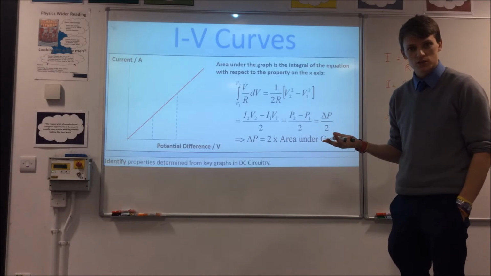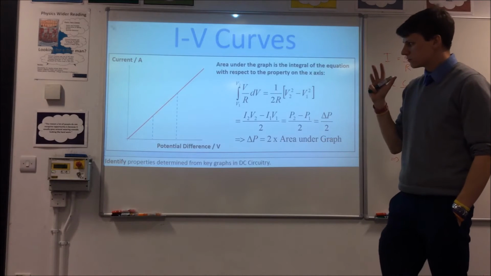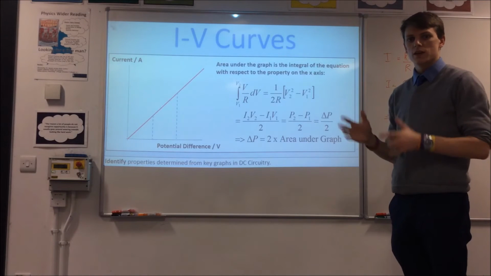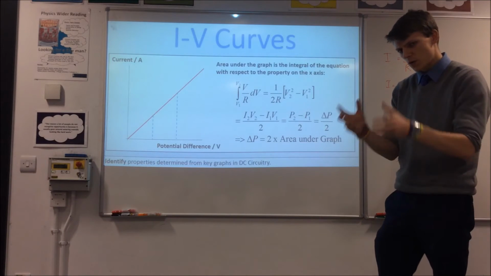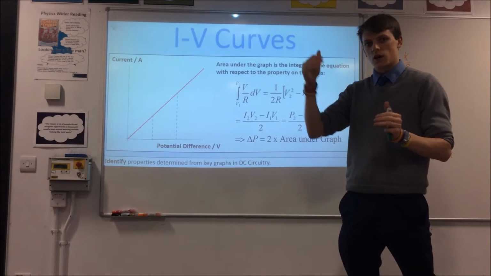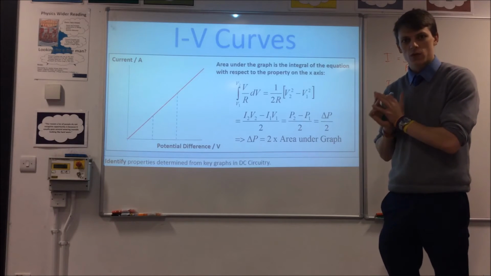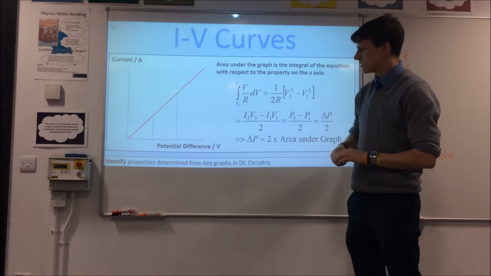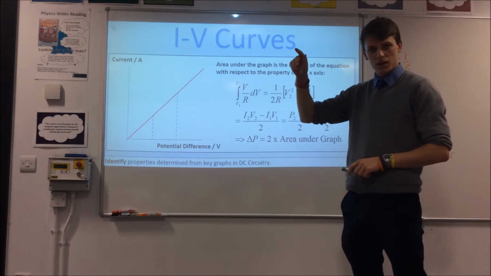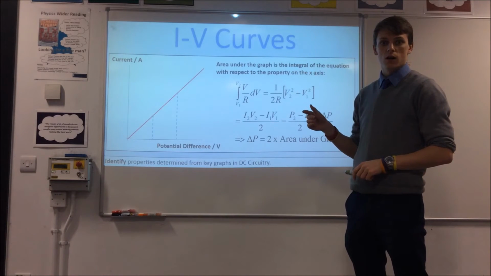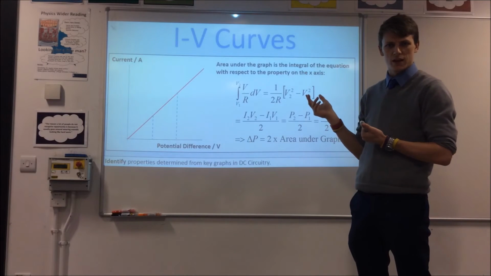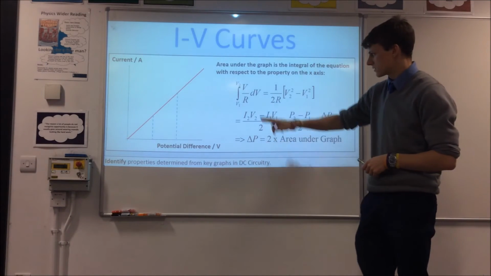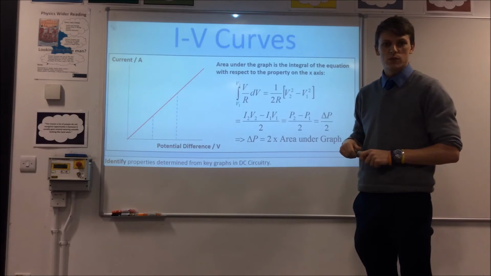Which is a great question to ask. So the key thing is, when finding an area, what you're doing is you're integrating. And what you actually integrate is the equation of your line with respect to whatever's on the x-axis. So we know from earlier, the equation of this line is I equals V over R, or 1 over R times V as we had it earlier. That's the equation of our line. And our potential difference is on our x-axis, so that's what we're going to integrate with respect to.